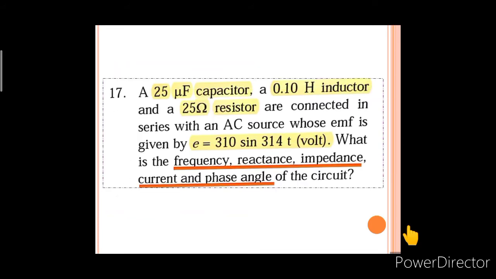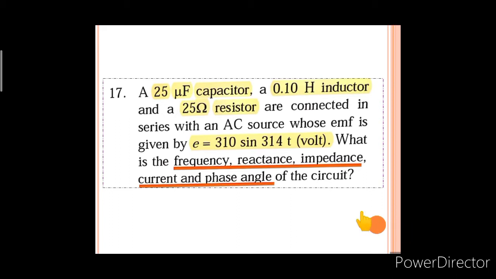The next unsolved numerical from the textbook, question number 17: a 25 microfarad capacitor, a 0.10 Henry inductor and a 25 ohm resistor are connected in series with an AC source whose EMF is given by E is equal to 310 sin 314 t volt. What is the frequency, reactance, impedance, current and phase angle of the circuit?